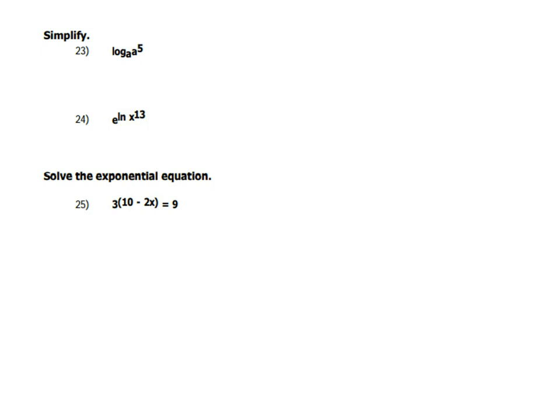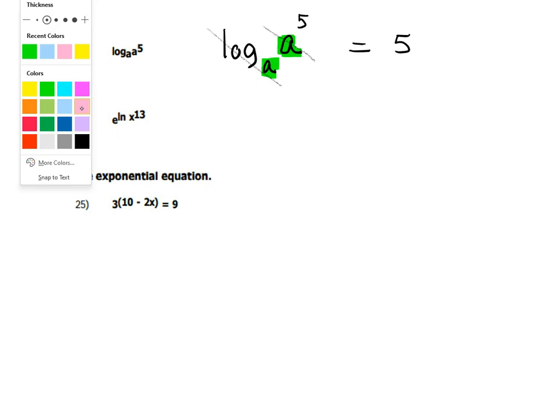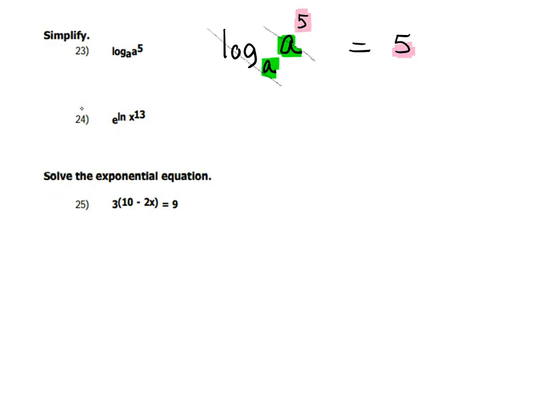23 and 24 are those shortcut rules. If you have log base A of A raised to the fifth power, if this base here and that base there are the same, this log base A and that base A just cancel each other out. And so all you're left with is the exponent. This guy right here, that's your answer. It's just a shortcut rule.